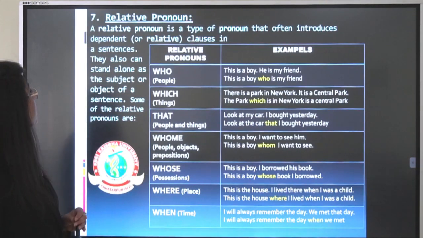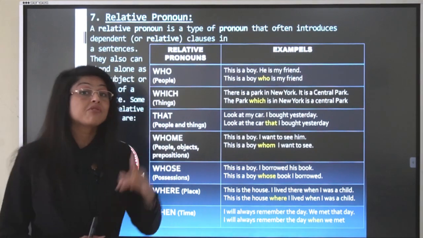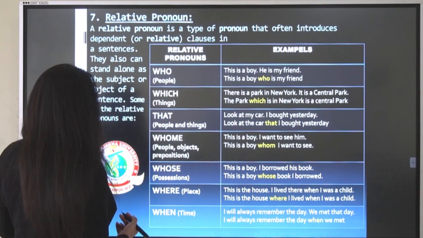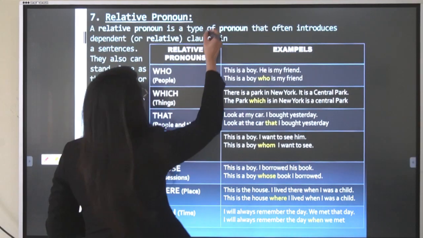The next pronoun we are going to see is the relative pronoun, and relativity always shows the connection, the relationship.